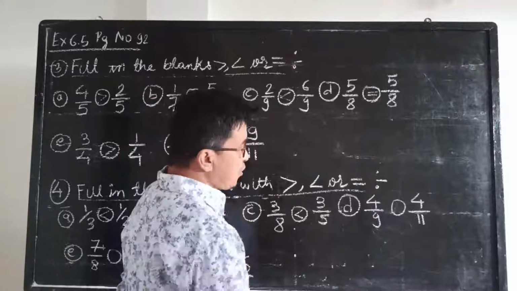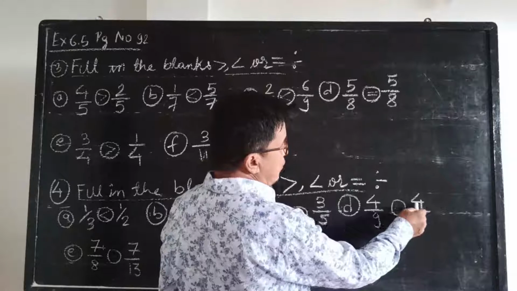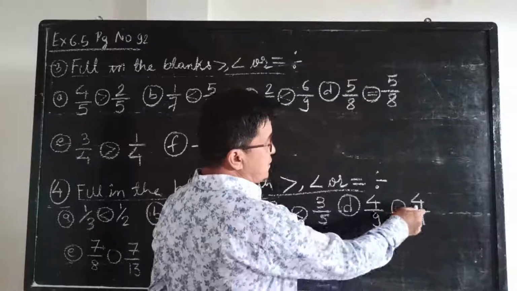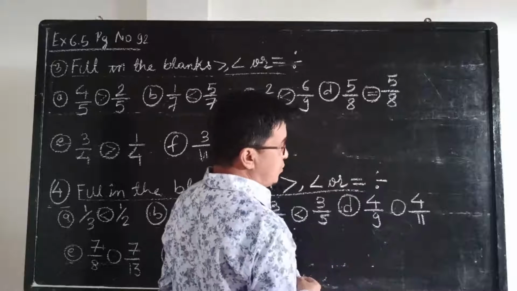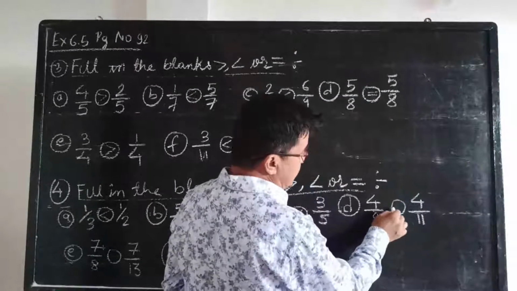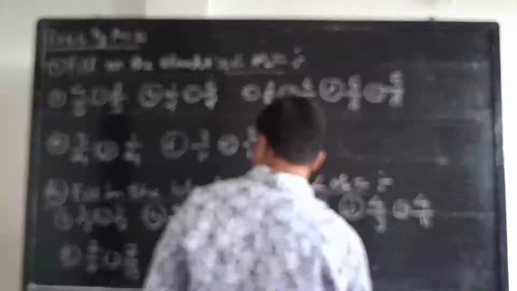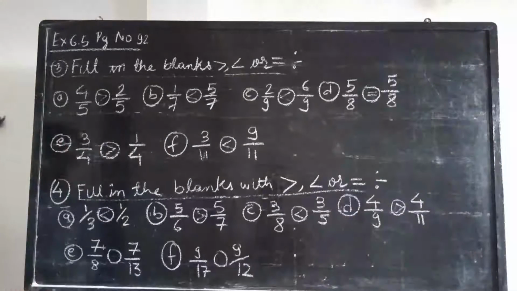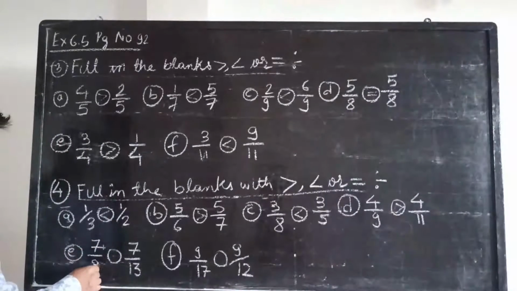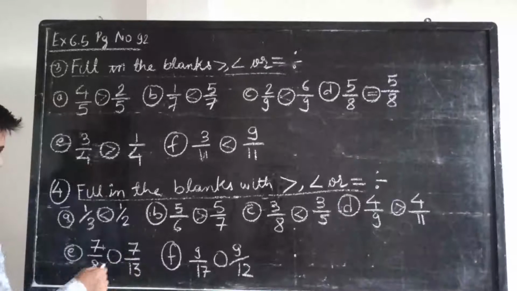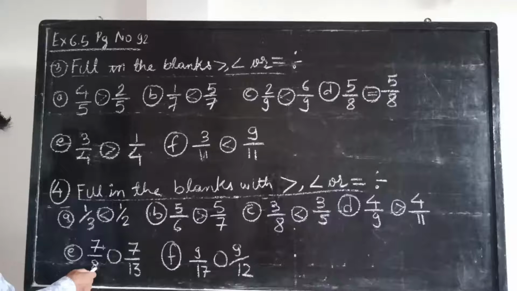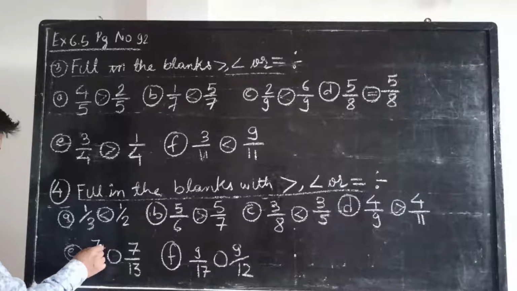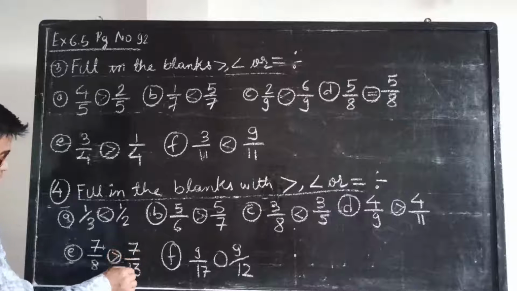Now D, 4 upon 9 and 4 upon 11. So numerators are same, denominators are different. Here is 9, here is 11. So which denominator is smaller? 9. So 4 upon 9 is greater than 4 upon 11. Now E, 7 upon 9 and 7 upon 13. Now numerators are same, denominators different. 9 and 13, which is small? 9 is small, so 7 upon 9 is greater than 7 upon 13.